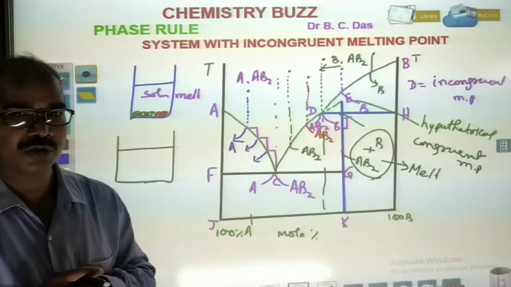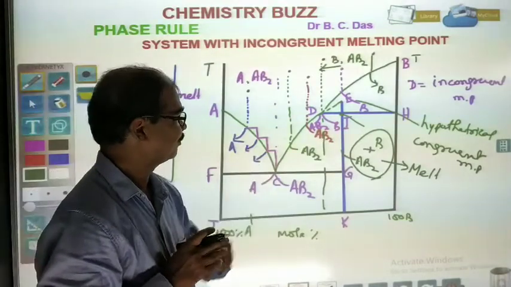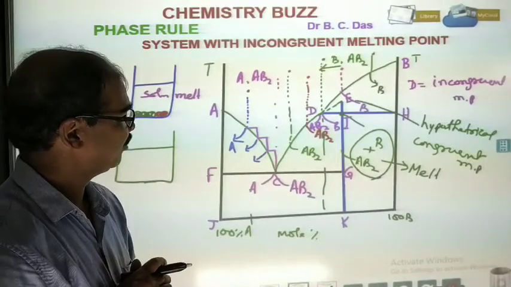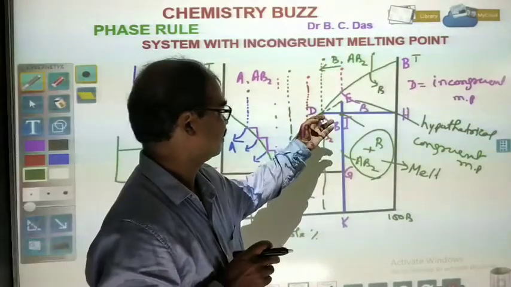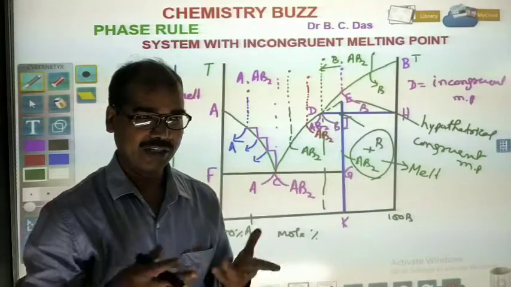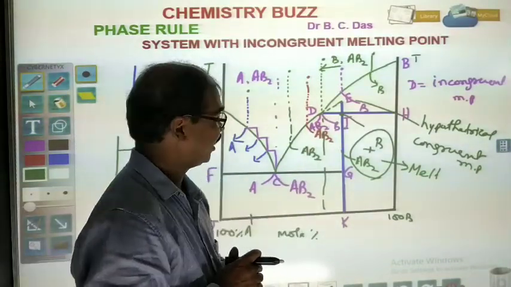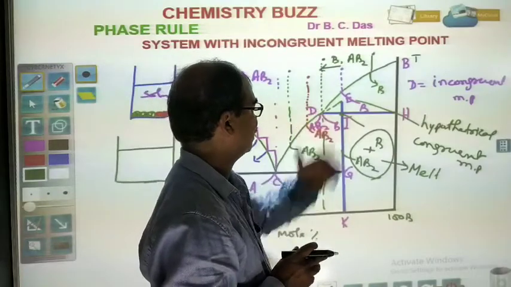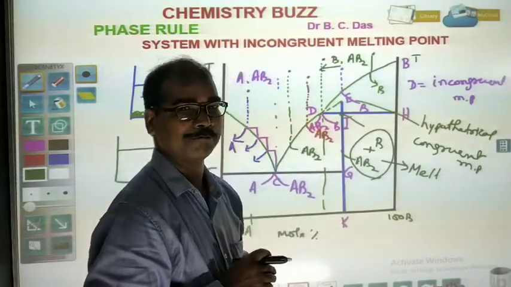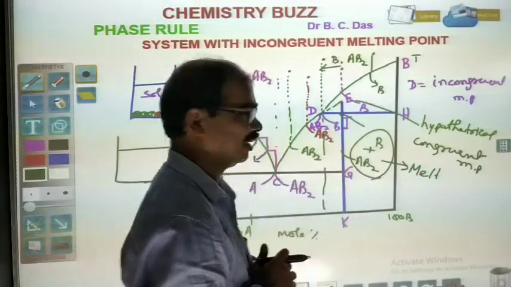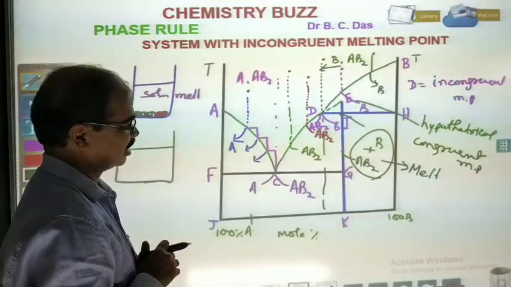I hope you have understood the concept of the incongruent melting point. The other names are meritectic point and peritectic point, also called a transition point, where AB2 transits to B to form a new compound. After this point, the AB2 will disappear.